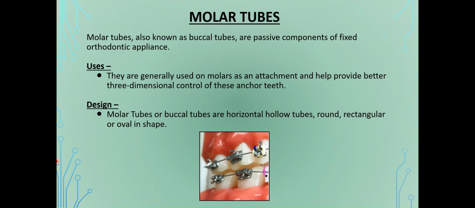Moving on to the molar tubes. Molar tubes are also known as buccal tubes and are passive components of fixed orthodontic appliances. Uses: they are generally used on molars as an attachment and help provide better three-dimensional control of these anchor teeth. Design: molar tubes are horizontal hollow tubes which can be round, rectangular, or oval in shape.